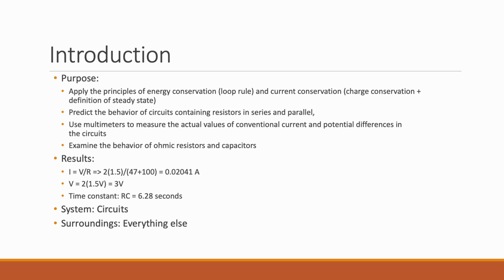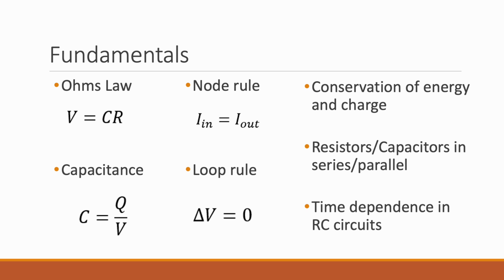So, a quick preview into the results. First, I calculated the current to equal 0.204 amps, the total voltage to be 3 volts, and the time constant to be 6.28 seconds. Then, the system of this lab are the circuits, and the surroundings are everything else. These are the main physics principles I used in the lab.